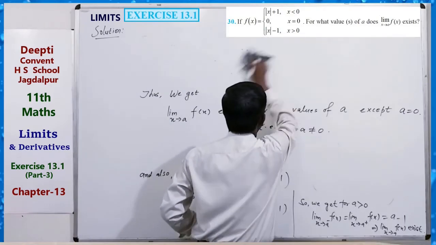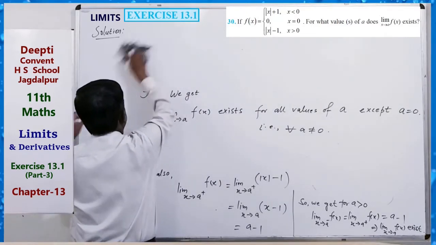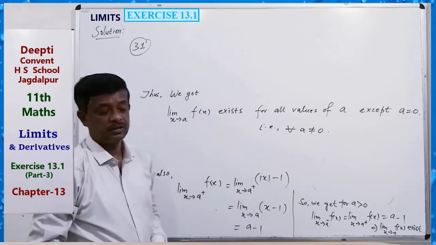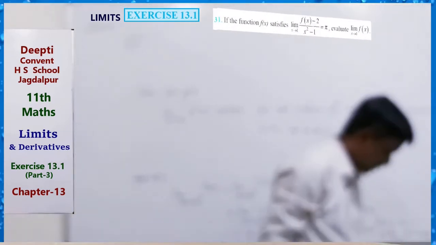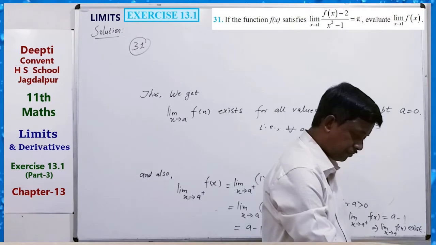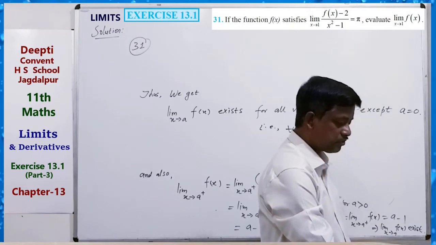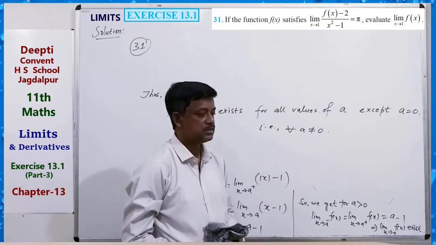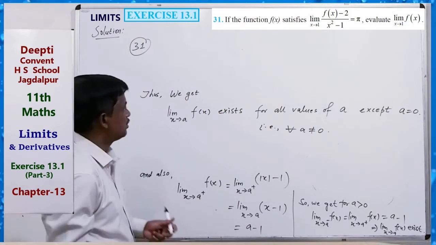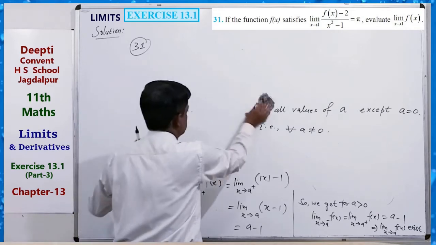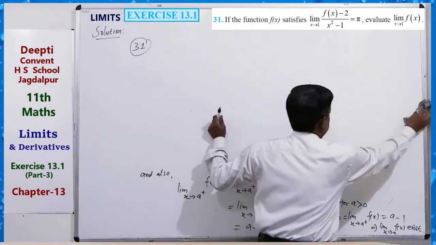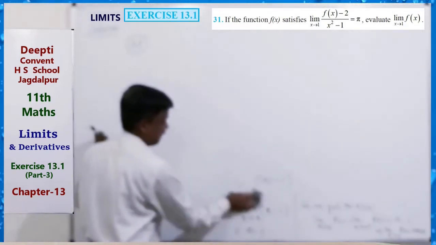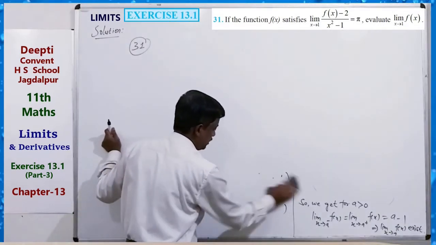Now question 31. I will discuss it, it's very short, 31 and 32. If the function satisfies the relation limit of f(x) minus 2 over x square minus 1 equals pi as x tends to 1, then find the limit of f(x) as x tends to 1. So this question is simple. Just write in a logical way, then you can get the limit of that function.